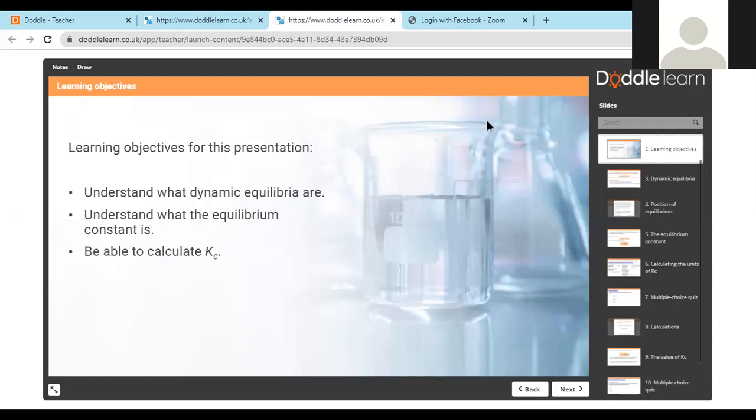So what we're going to do first of all with equilibria is look at what dynamic equilibria are, understand what the equilibrium constant is, and then be able to calculate the equilibrium constant.